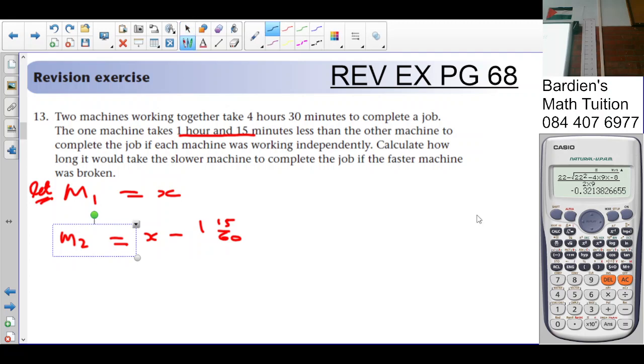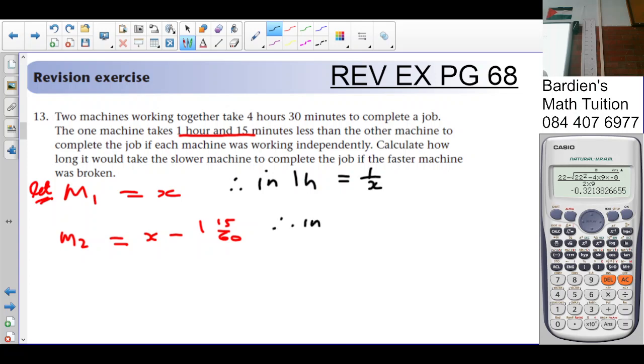In 1 hour, how much of the job does machine 1 do in an hour? 1 over x. Okay? And machine 2 in 1 hour covers 1 over x minus 1 and 15 over 60. Okay, all agree with that? It's 1 over x minus 1 and 15 over 60. That's how much of the work it covers in 1 hour.